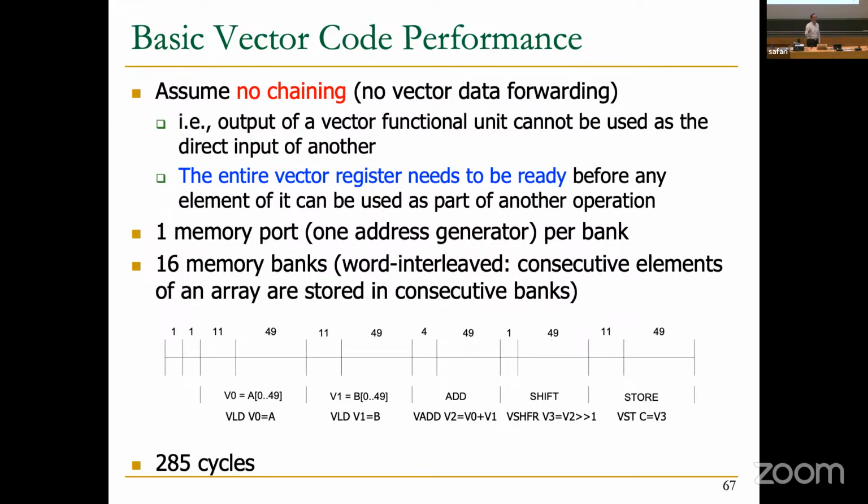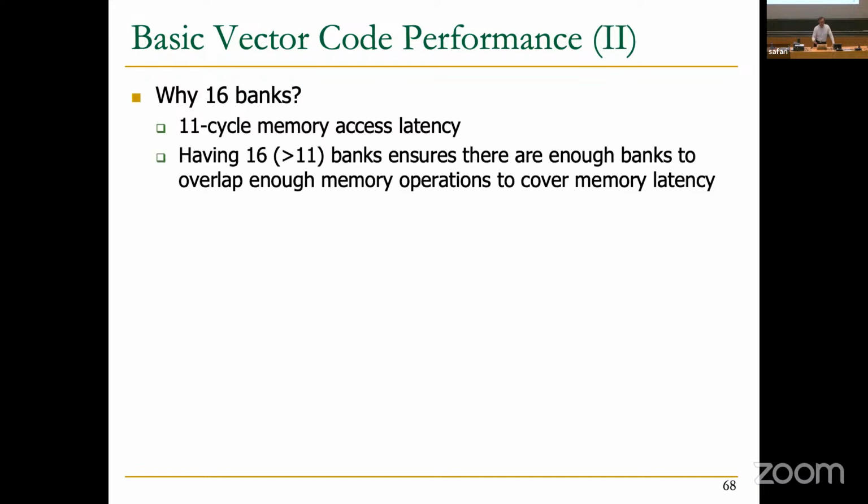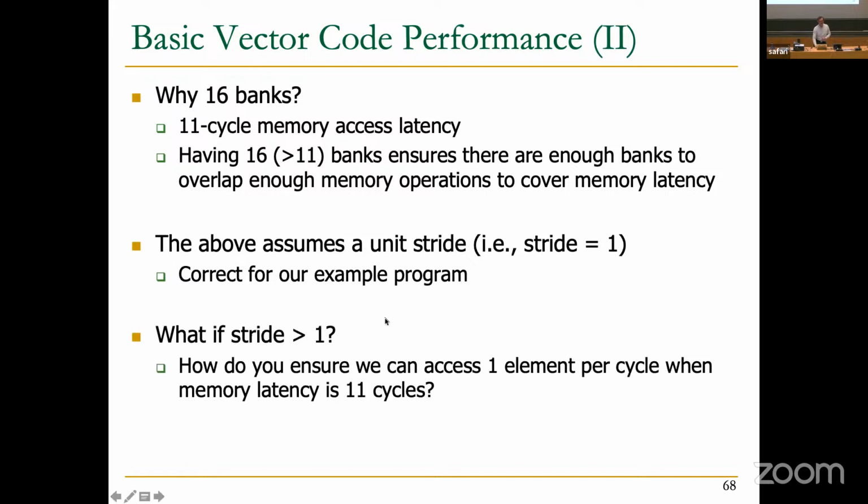And we are also more energy efficient, probably, because we're not decoding a lot of instructions, we don't have any branches, etc. So why 16 banks? Hopefully this is clear right now. We have an 11 cycle memory access latency. Having 16 banks ensures that there are enough banks to overlap enough memory operations to cover the memory latency. And the above assumes unit stride. Basically, that's what we're assuming. And this is correct for our example program.